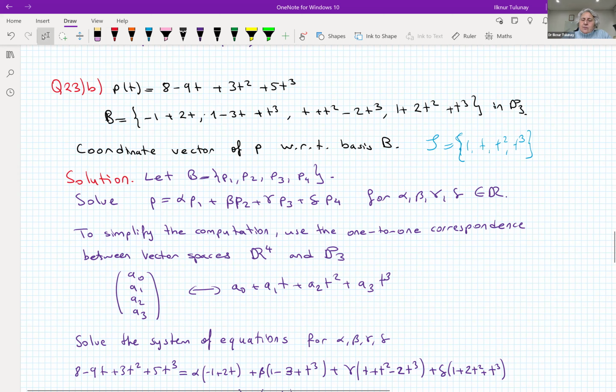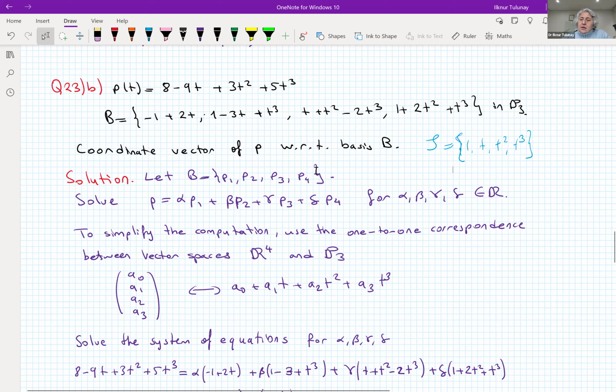This is basically the coordinate vector with respect to the standard basis. As you see, this is a scalar times 1, another scalar times t, a scalar times t squared, a scalar times t cubed. If you want to write it down as a column vector, this will be 8, minus 9, 3, 5 in terms of the coordinate vector in terms of the standard basis.